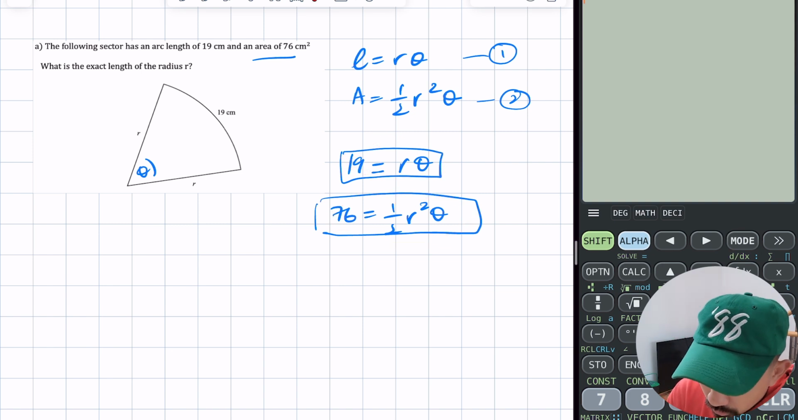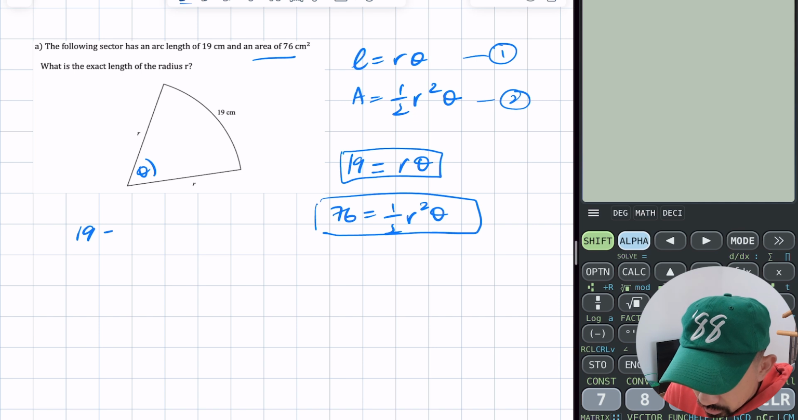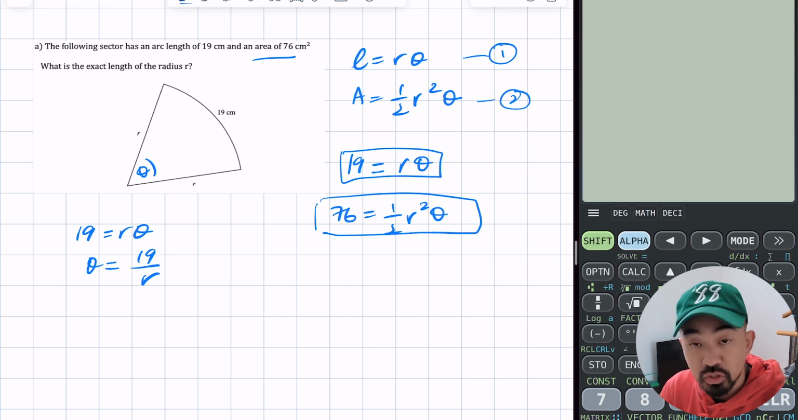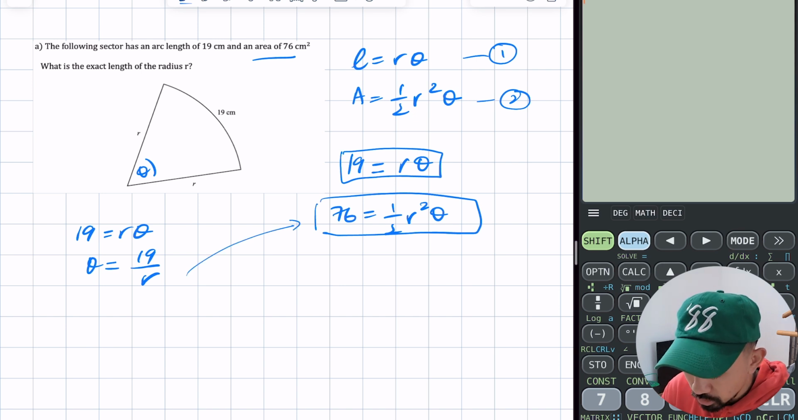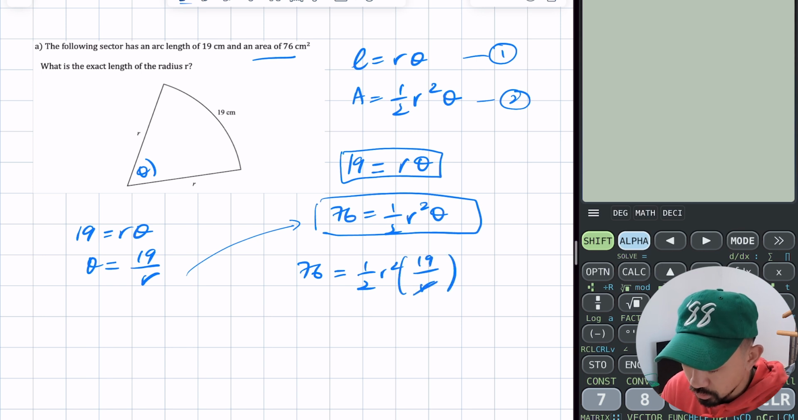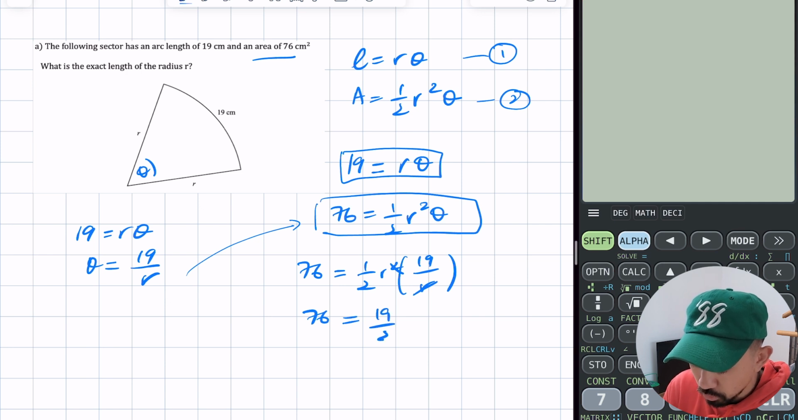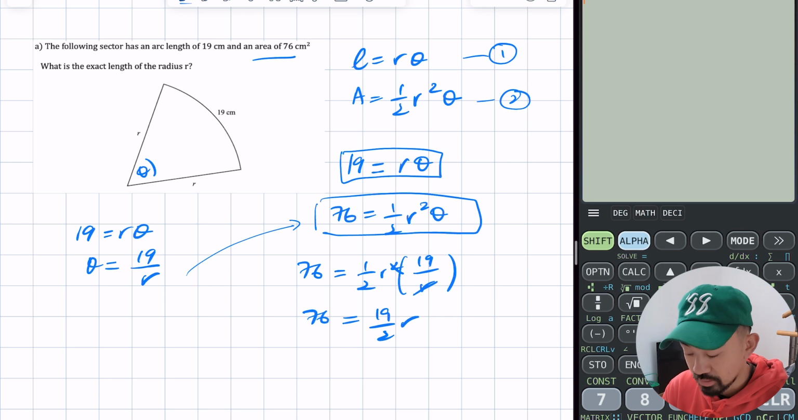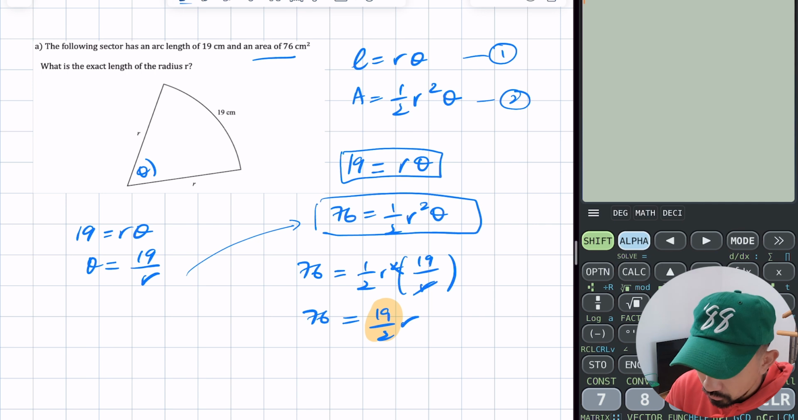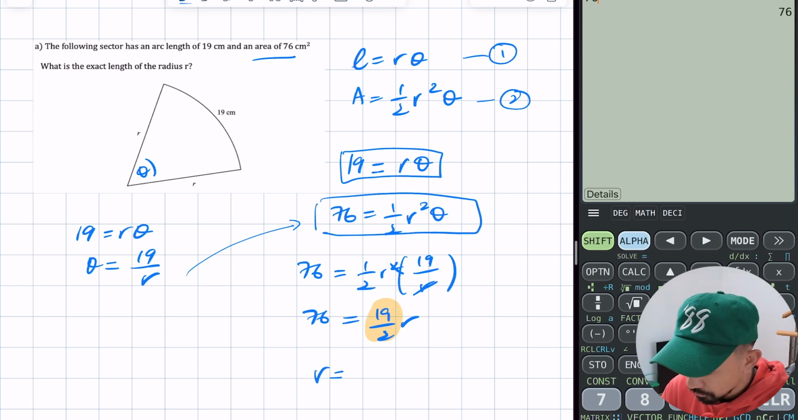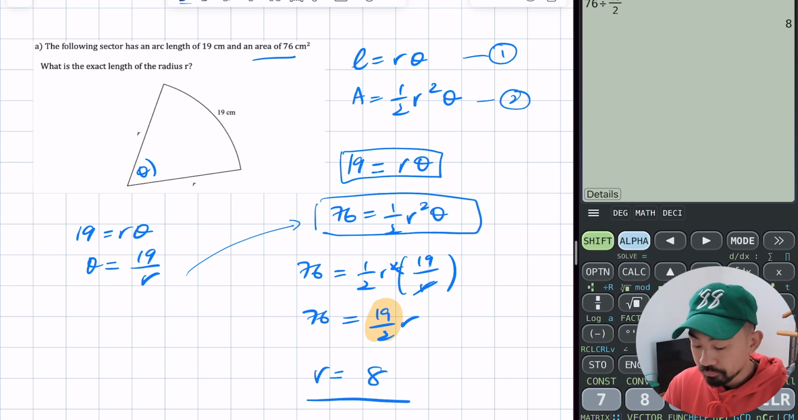So, coming over here, 19 is equal to R theta. So let's say theta is equal to 19 over R. Okay, and now I can substitute that into my equation here. So 76 is equal to half R squared times 19 over R. Cancel the R's out. So you can have 76 is equal to 19 on 2R. And I'm basically going to divide 76 by 19 and times it by 2, okay, because I need to get rid of that figure there. So R will be this. R is 8, okay? Done.